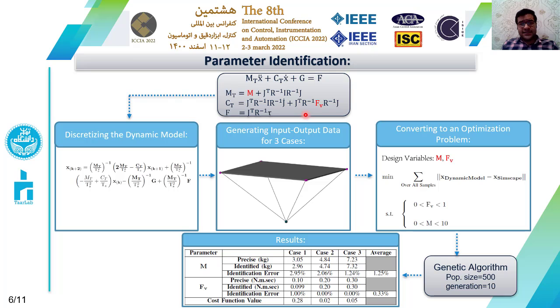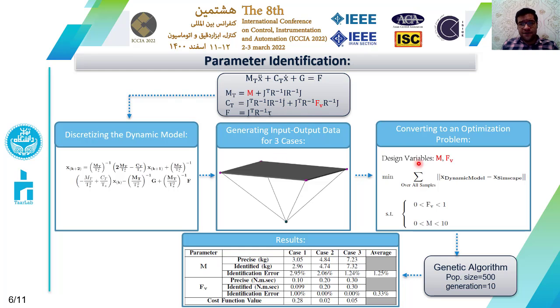And we realized that in the dynamic model of the system, there are two parameters that could be changed over time, and these two parameters are the mass of the end effector, m, and the friction coefficient of the winches, Fv. At first, for verifying these two parameters, we discretized the dynamic model of the system using Euler's method, and then we generated some input-output data pairs for 3 cases with different M and Fv parameters.